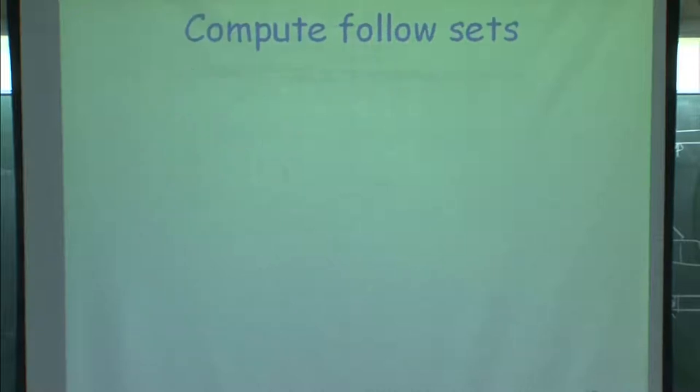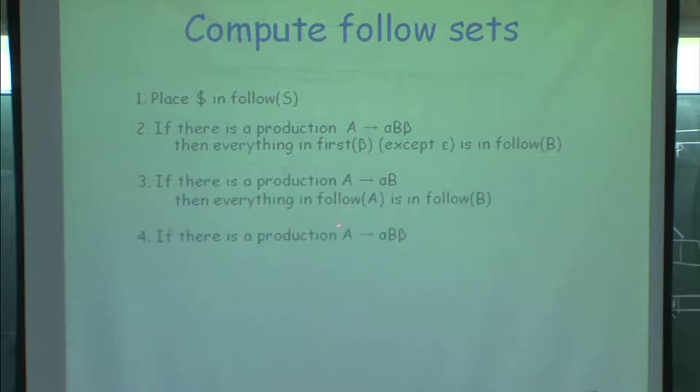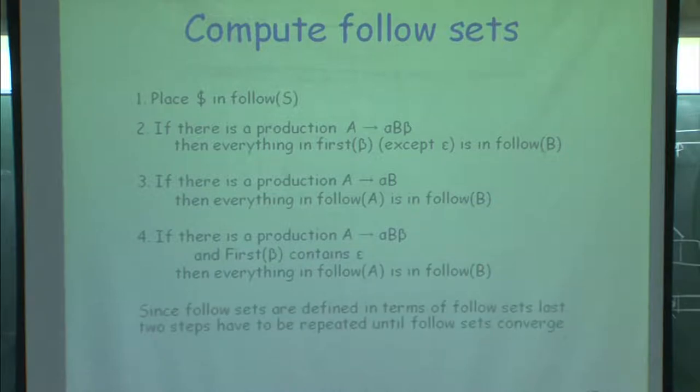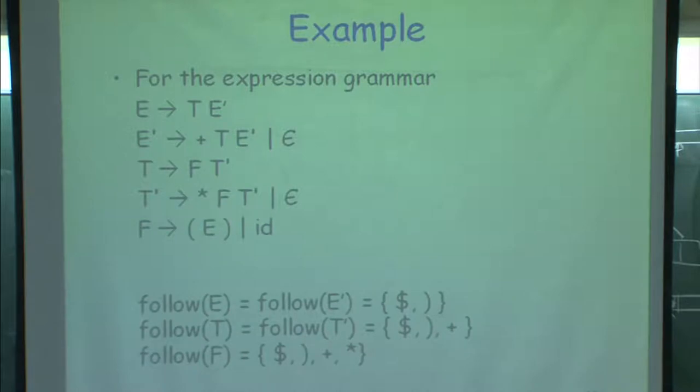Okay, and then we computed follow sets. So we said dollar is in follow of S, which is the start symbol, and then I looked at various patterns which say A goes to alpha B beta, A goes to alpha B, and A goes to alpha B beta where first of beta contains epsilon. And then we computed follow sets. And for the same grammar, this is the follow set we come out with.